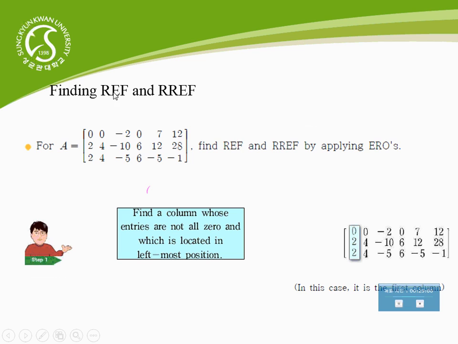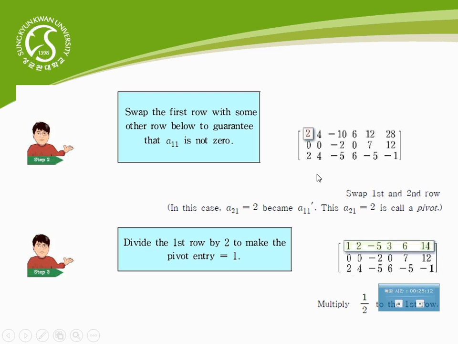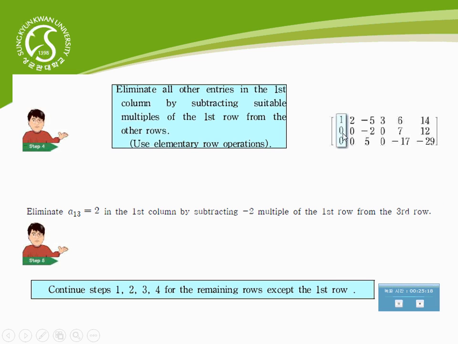Suppose we are finding REF and RREF. Suppose we have this matrix and find the REF and RREF by applying elementary row operations. Since 0 is here, we replace the rows, and then multiply by minus 2 to make this 0. And then this is done. This first column is done.